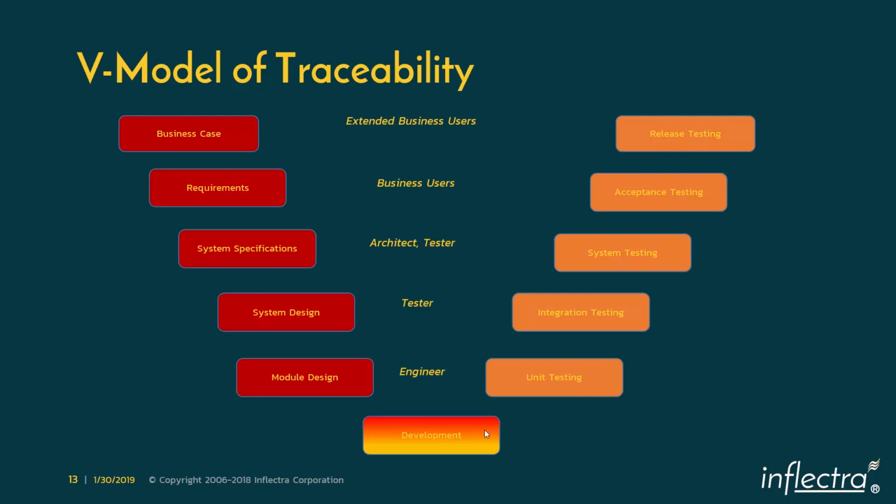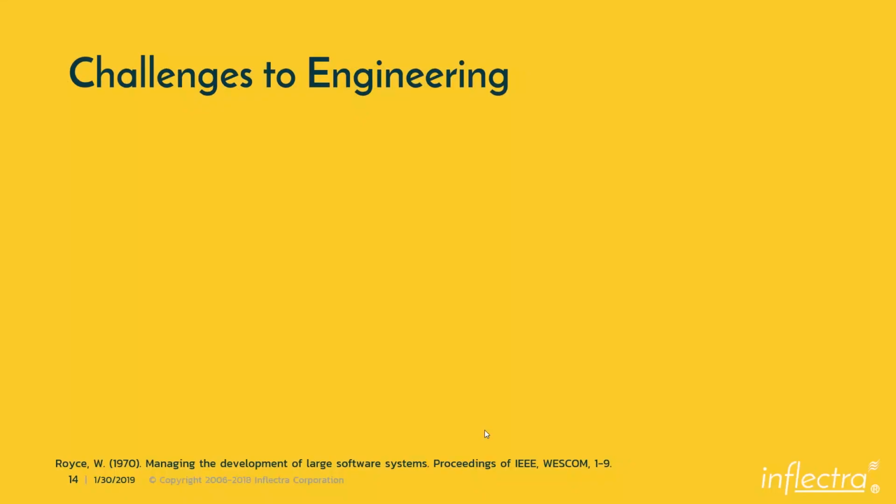As we move to the final level, several extended business users that interface with the reason for this particular product's or project's existence, as documented in the business case, have to do some kind of release testing to ensure that all their operations are properly incorporated and addressed. This produces a lot of challenges to engineering, both from a theoretical perspective as well as from a practical perspective.